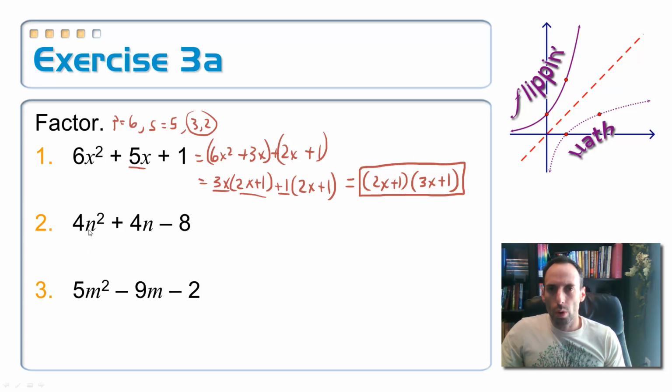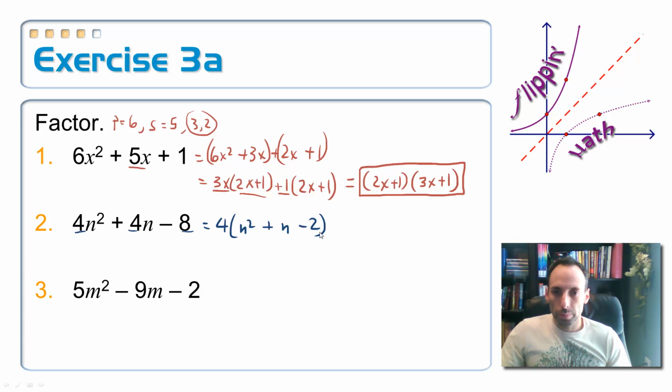Hey, wait. Before I use the AC method, look at this. Look at 4, 4, and 8. Those have a common factor of 4. Let's pull that thing out first. 4 times n squared plus n minus 2. There we go. Hey, and now I don't even have to use the AC method on it.